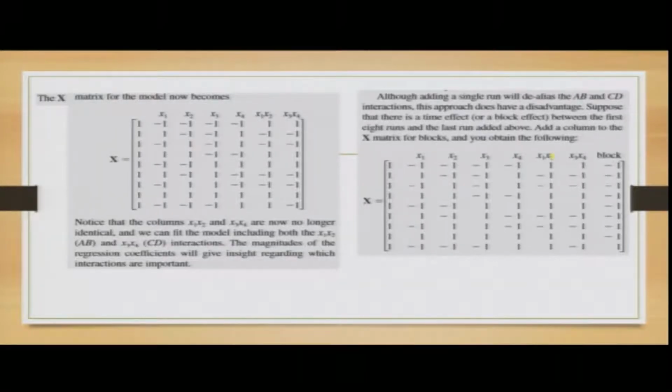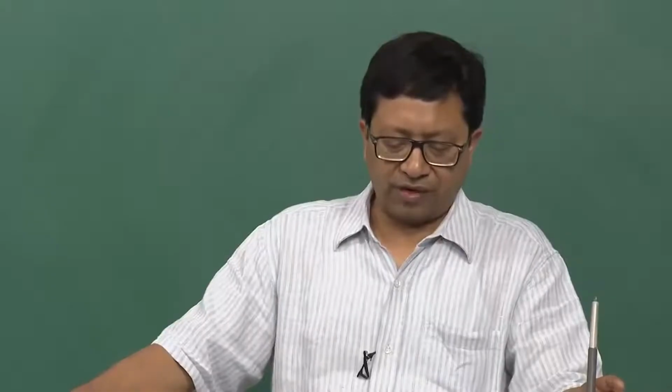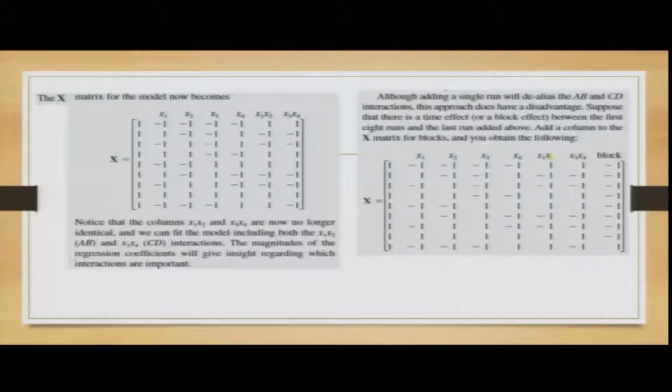Once we have that matrix, it is again of size n cross 7. I am repeating the word n in order to denote the number of observations. Notice that the columns x1x2 and x3x4 are now no longer identical, and you can fit the model and try to find out the estimates of beta 12 hat and beta 34 hat, where 12 and 34 are the suffixes. The magnitude of the regression coefficients will give insight regarding which interactions are important.